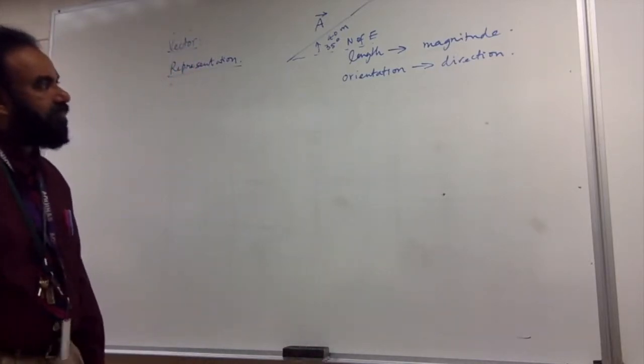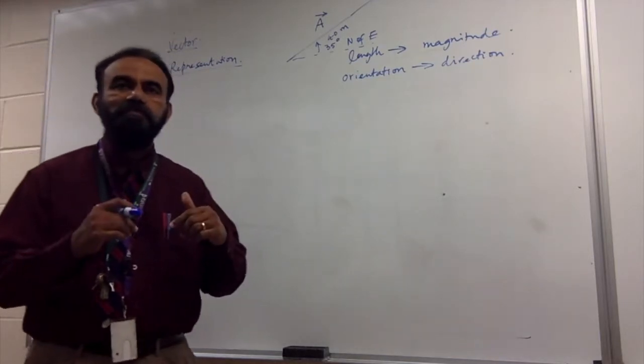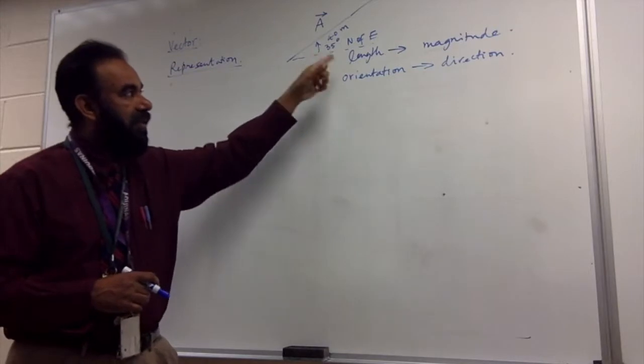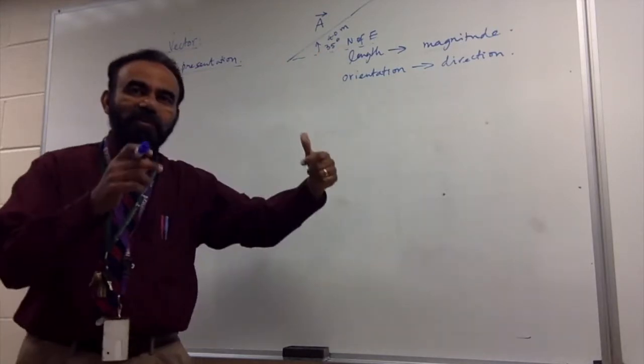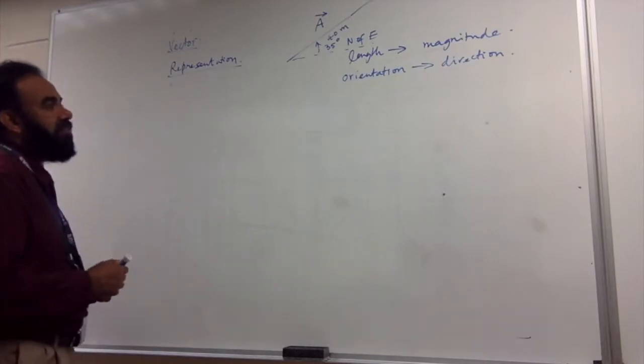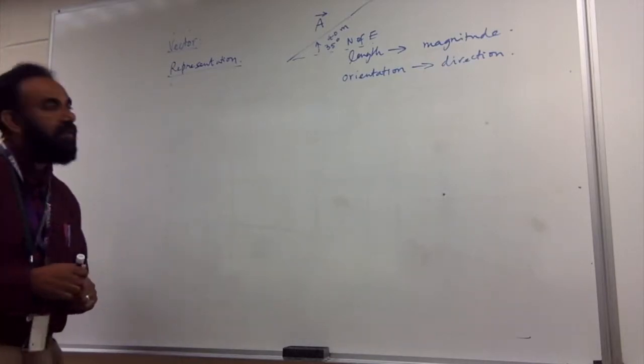And I'll tell you where the angles are preferably to be measured from. You can also write this the other way around, but I'll tell you why one particular reference point is always good. All right, so length represents magnitude and orientation represents direction. Okay.